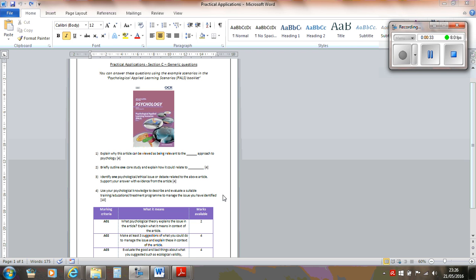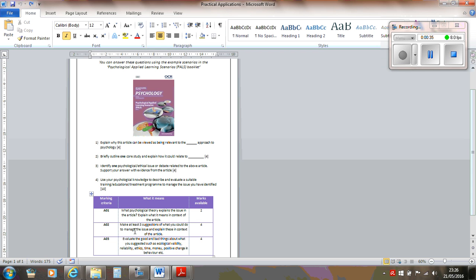The marks available, if it's like this, are 2 for AO1, what psychological theory is behind it. AO2 is for making suggestions, so 4 marks, and then AO3 is for evaluating what's good and bad about what you suggested, using terminology like ecological validity, reliability, ethics, and things like that.